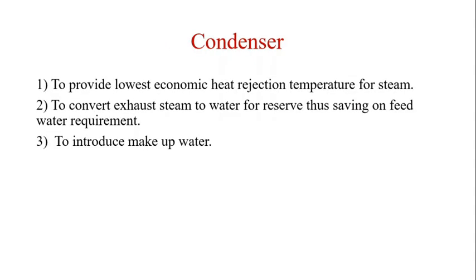Next component is condenser. The condenser condenses the steam from the exhaust of the turbine into liquid to allow it to be pumped. If the condenser can be made cooler, the pressure of the exhaust steam is reduced and efficiency of the cycle increases. Functions of condenser are to provide lowest economy heat rejection temperature for steam, to convert exhaust steam to water for reserve, thus saving on feed water requirement, and to introduce makeup water.